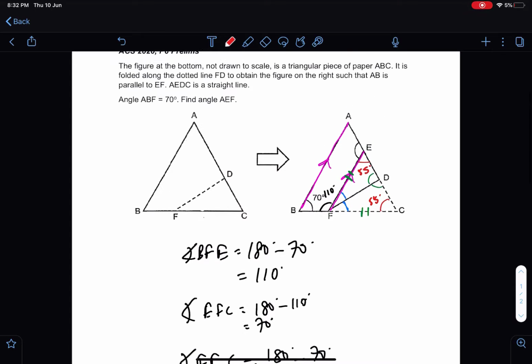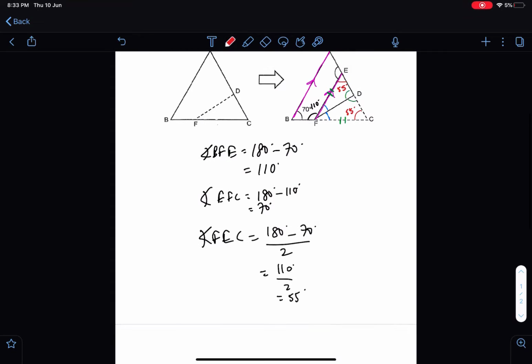Going back to the question, find angle AEF, which is this one over here, lying on the same straight line as the 55 degrees. AEF is just 180 minus this 55 degrees. Final answer: 125 degrees.